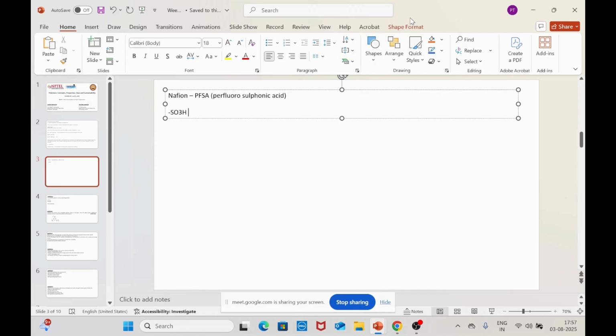attached to this PTFE backbone as pendant chains or side groups, you can say, and PTFE as the backbone. So what is the main reason for using this? In the proton exchange membrane fuel cell, I'm going to just touch upon how this PFSA works in case of the fuel cell.